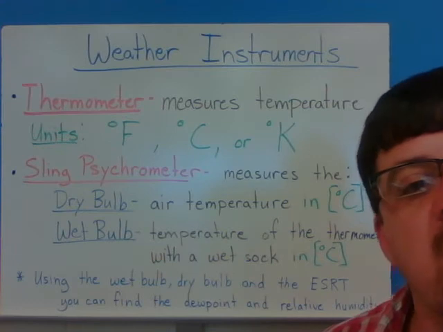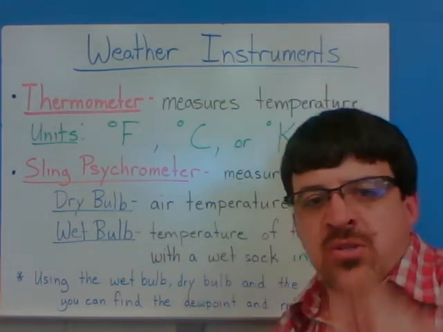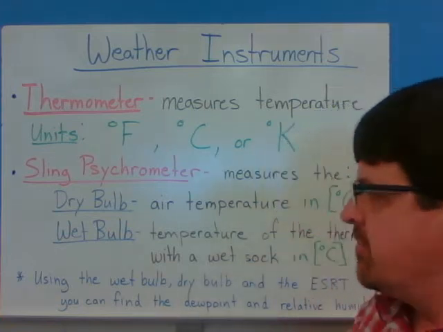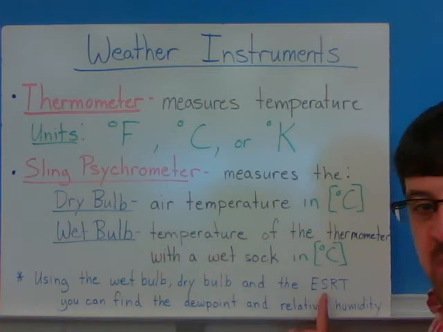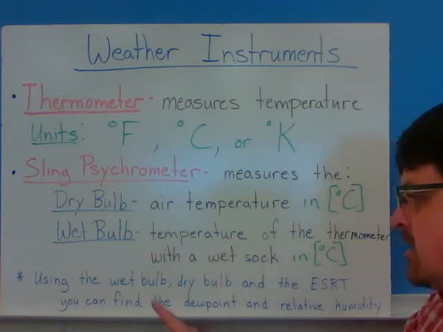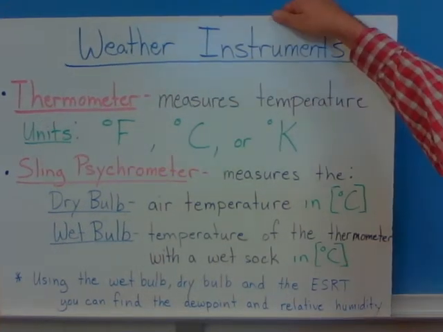Now, that happens when the air is really dry. When the air is dry, you're going to have a bigger difference between the dry bulb and the wet bulb temperature. Okay? We'll talk about this because you're going to use those two and the Earth Science Reference Table, the ESRT, to find dew point and relative humidity, which we'll talk about later.